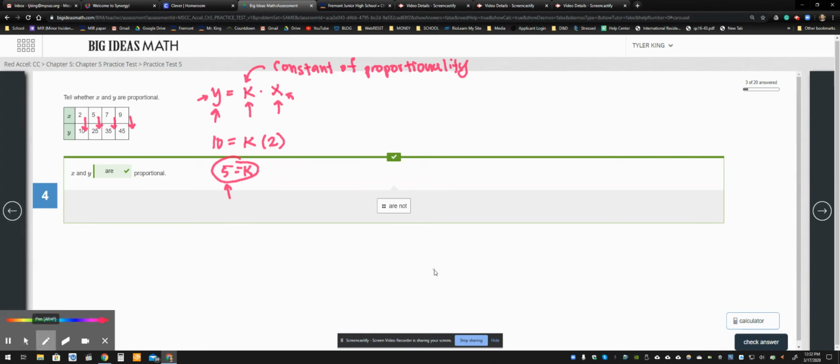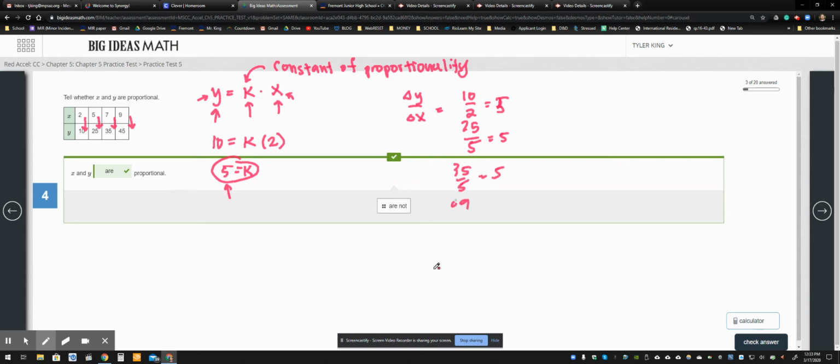Okay, now, a couple other ways that we can do this. We can set them up as fractions to see if they simplify down to the same thing, right? We could do this like slope, change in y over change in x, so we're just going to put y over x. 10 over 2 is equal to 5. 25 over 5 is equal to 5. 35 over 7 is equal to 5. 45 over 9 is equal to 5. So because all of this is simplifying down to the same constant of proportionality, we are good here, right?